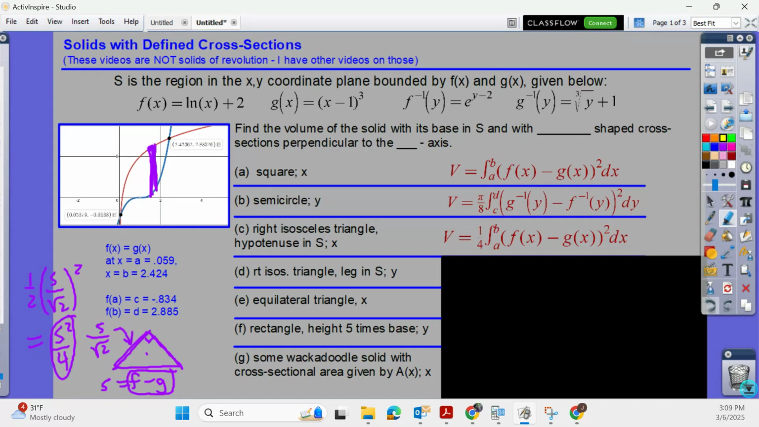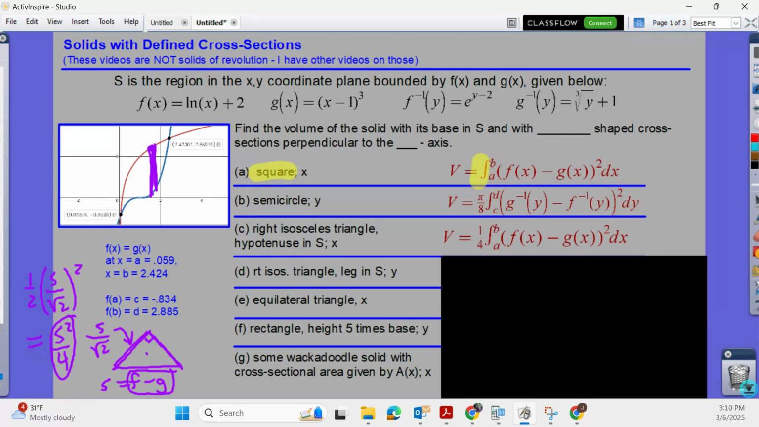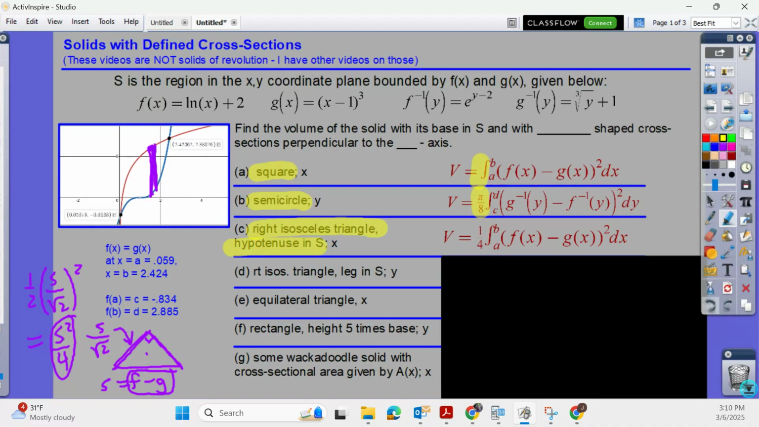And then which shape it is only matters about one thing. If it's a square, it's the coefficient, right? So if it's a square, the coefficient is 1, so I don't write anything. If it's a semicircle, we've discovered our coefficient is pi over 8. If it's a right isosceles triangle with the hypotenuse in the region, our coefficient is 1/4. So if you start to know these things, if you know the coefficients and you know how to tell whether it's going horizontally or vertically and what that means, it just becomes so formulaic, so repetitive. All right? So let's go to the next one.